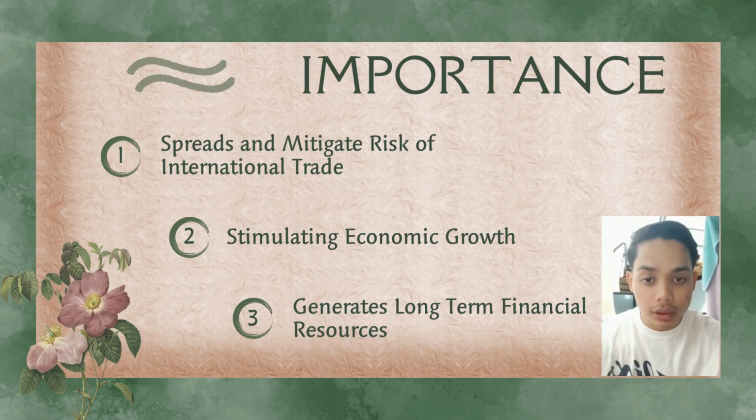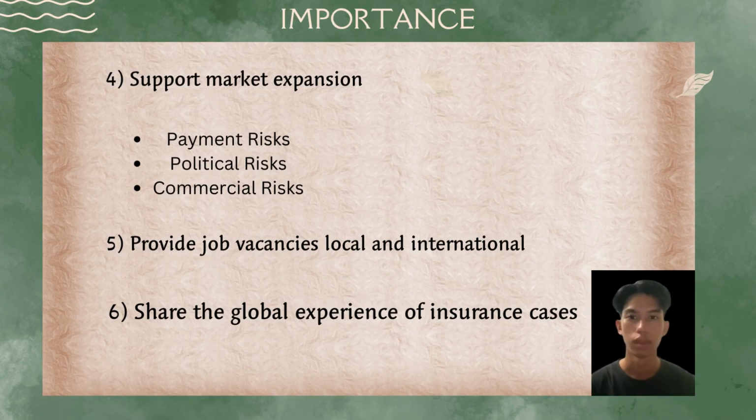The third importance of international trade insurance is that it generates long-term financial resources. It protects against potential financial losses and ensures that businesses remain stable and financially secure, even in the face of unexpected events that could negatively impact their international transactions. Number 4, support market expansion. When a business decides to expand into new markets abroad, there are inherent risks involved due to unfamiliarity with the local environment, regulations, and the reliability of new trading partners.